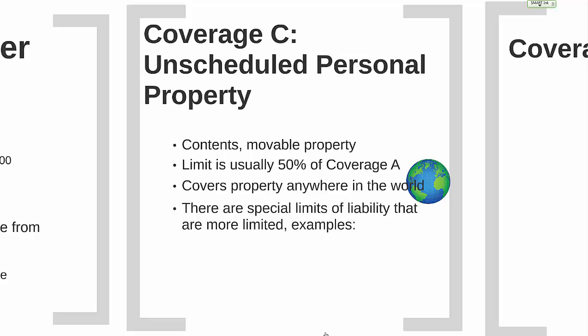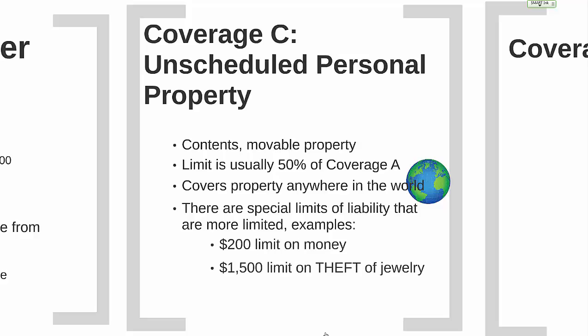There are also special limits of liability that are more limited. Examples are a $200 limit on money, a $1,500 limit on theft of jewelry, not any other peril that causes the loss, damage, or destruction of jewelry, but on theft. Also, $2,500 on theft of firearms.